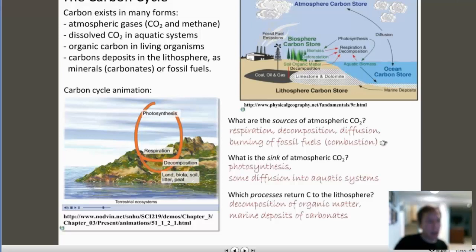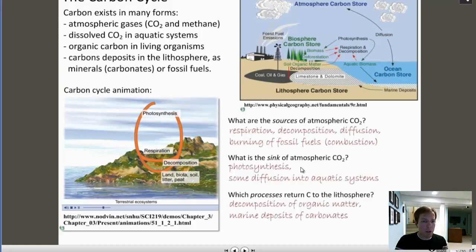So when we look at carbon dioxide, respiration is putting carbon dioxide into the air. Respiration from animals, plants, bacteria, all living things are putting CO2 into the air. Decomposition, as things break down, through that process of bacteria and other decomposers breaking down dead and decaying organic matter, no matter where it came from, adds more CO2 to the air. Diffusion of carbon dioxide from the water, from the oceans. Burning of fossil fuels, or any type of combustion, is going to release more CO2 into the air.